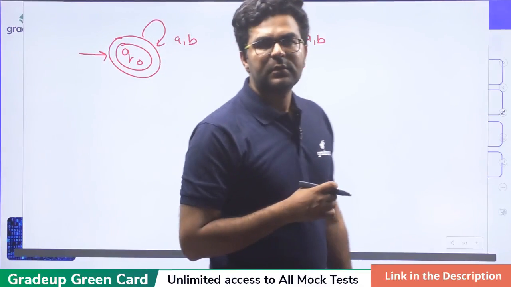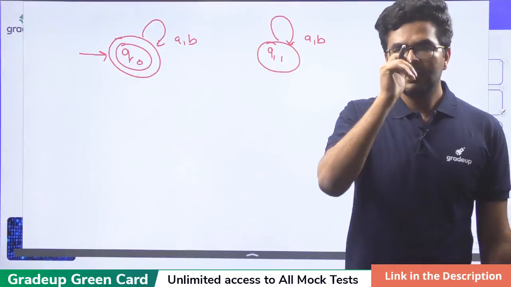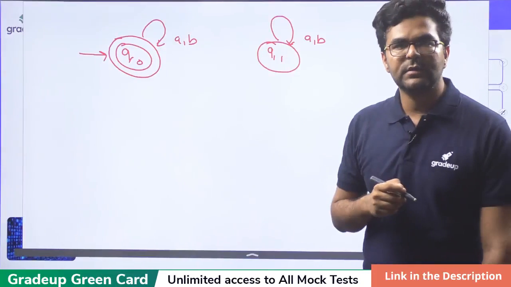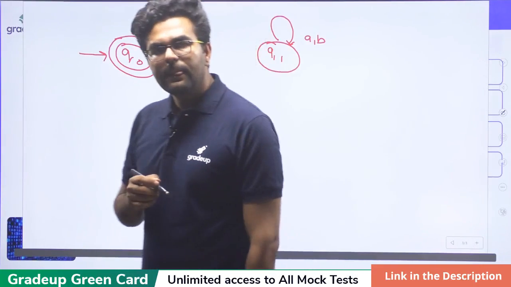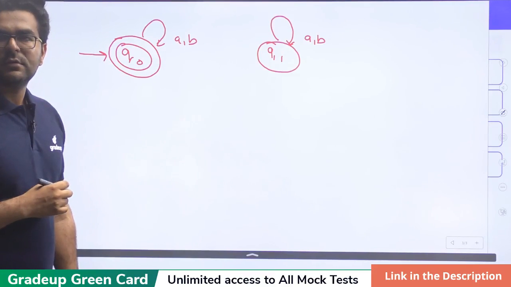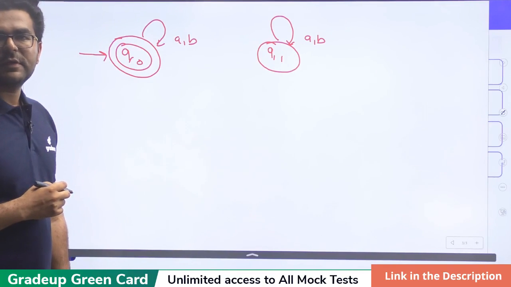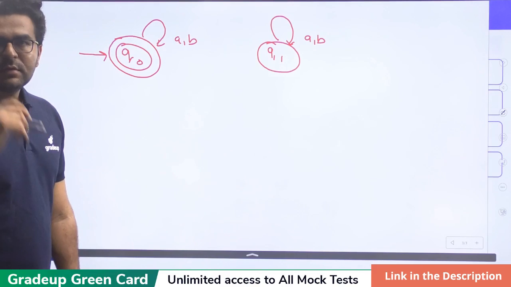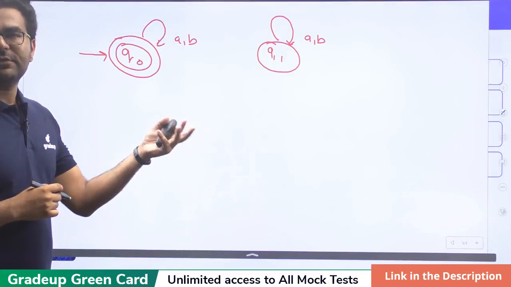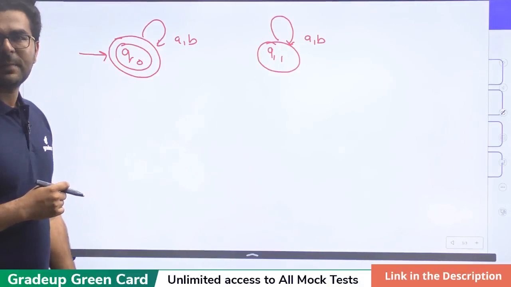Chetan says 1. Dark Knight says 1. Remove Q1. Okay, remove Q1. He says remove Q1. Single state, Sachin Parmar. No, it's already minimum. One state. No, it's very difficult. It's not difficult, it's very easy, Shivam.